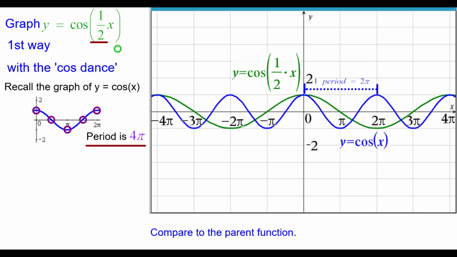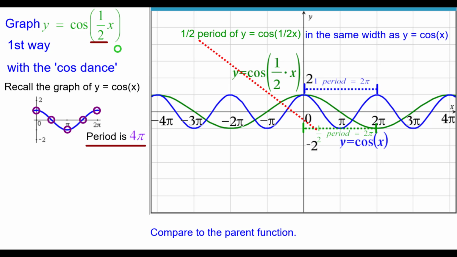So the blue function's period is 2 pi. For the green function, we only get half the period in that same distance there. So half the period of the green function is the same as the parent function in blue. And pause as needed.